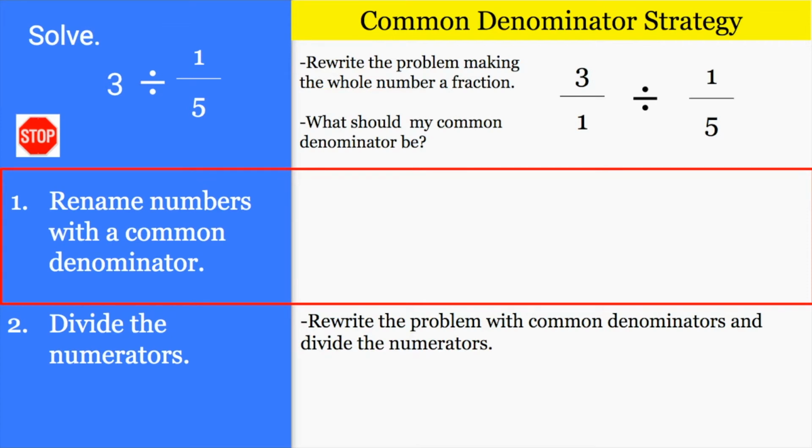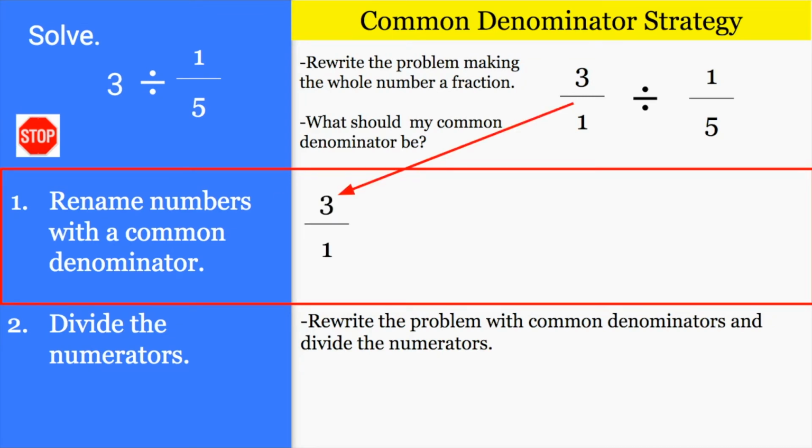Step 1 says rename numbers with a common denominator. Well, when I look at the denominators, I see I have a 1 and a 5. 5 is a multiple of 1, so I know I want my common denominator to be 5. This works out great because I already have one fraction with a denominator of 5, so I only have to rename one of the fractions.